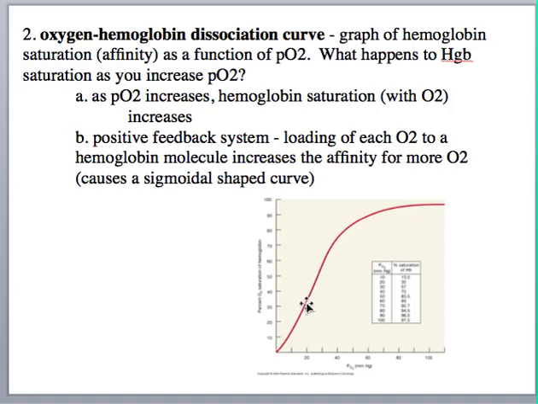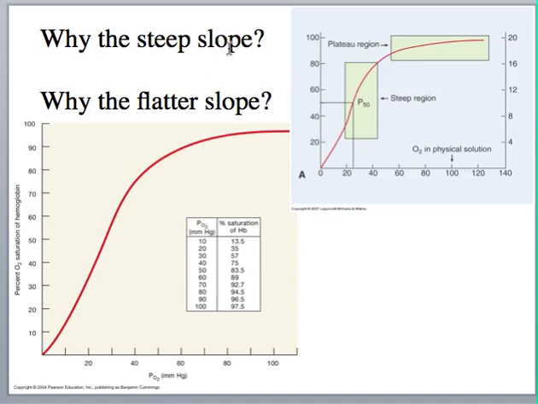It has a stronger attraction for oxygen, as with each one that all of these hemoglobin molecules grab, they have an increased affinity until they get to a certain point. Once the hemoglobin molecules are pretty well saturated with oxygen, the slope will flatten out. It won't increase as much. So I ask you, why the steep slope? Why this steep region? It's because of this increased affinity of hemoglobin.